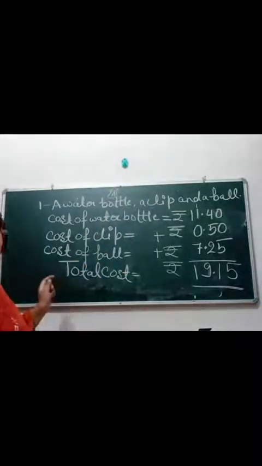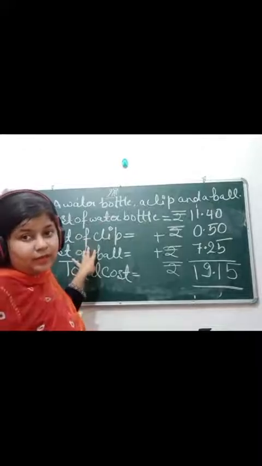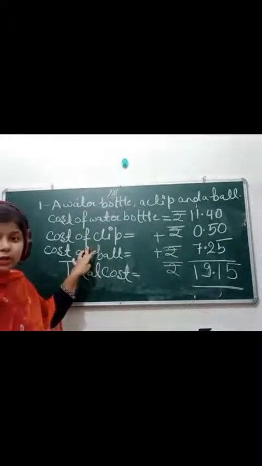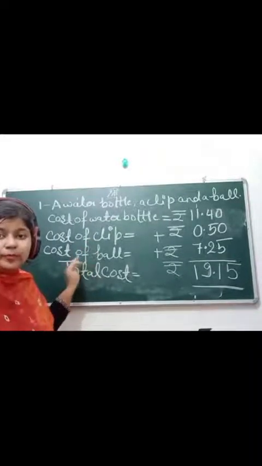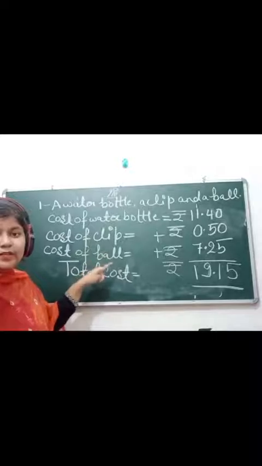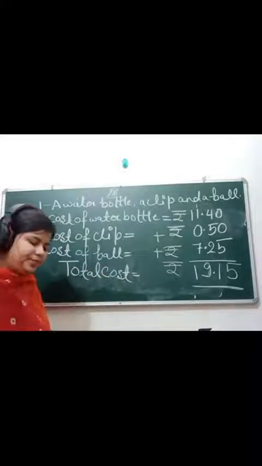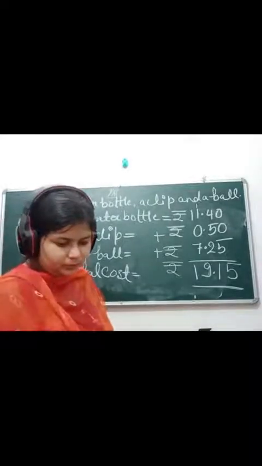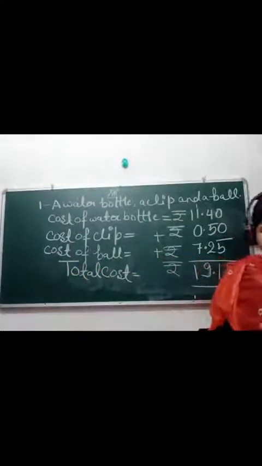So the cost of water bottle is 11 rupees 40 paise, cost of clip is 50 paise and cost of ball is 7 rupees 25 paise. Then we add them together and we will get our answer. Okay, completed.